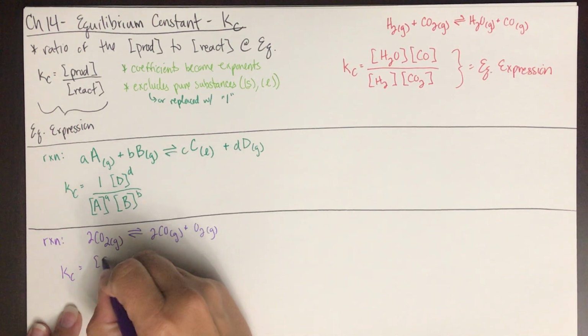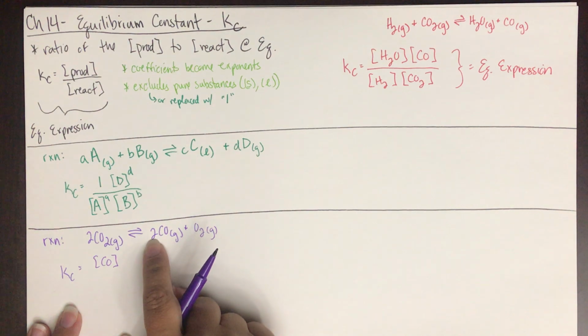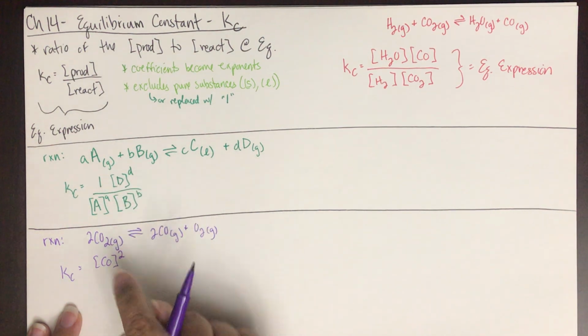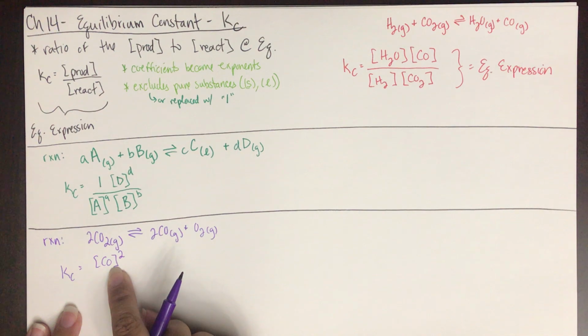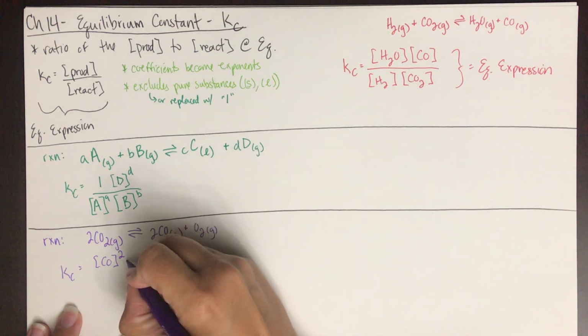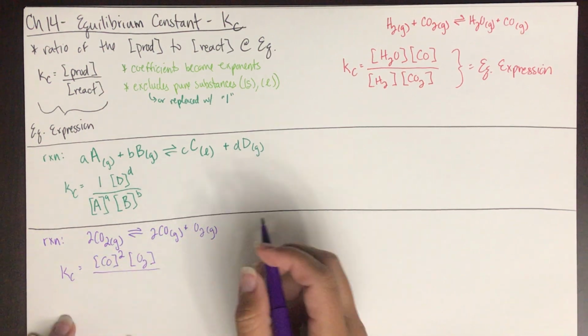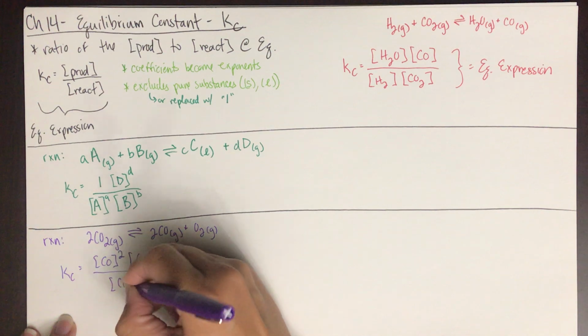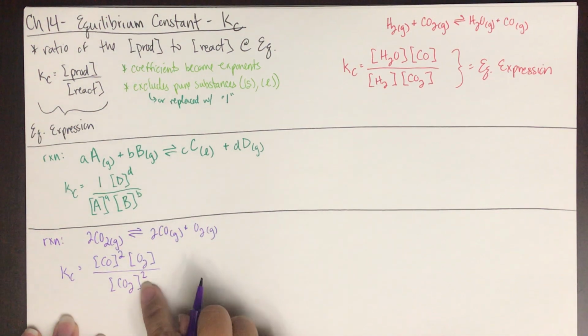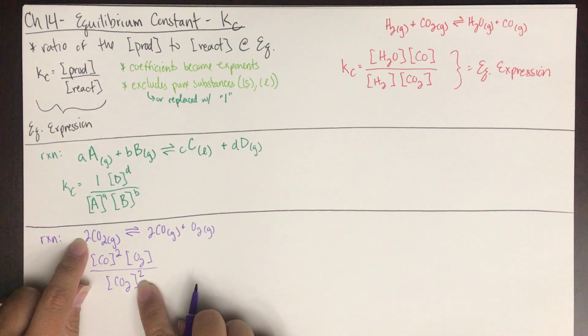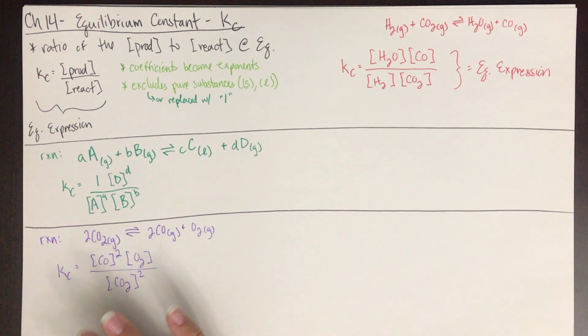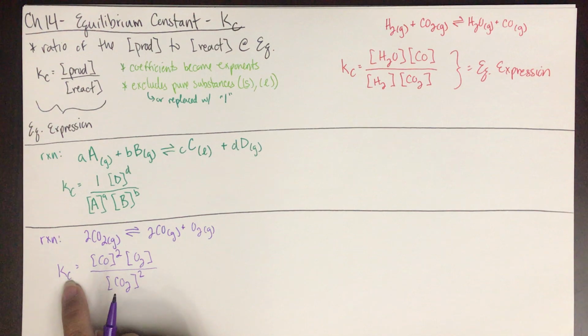products. So the first product is carbon monoxide. This has a coefficient of 2, which means it is squared, times the concentration of O2, oxygen gas, over the concentration of carbon dioxide, again squared because it had a coefficient of 2. So these are the rules for writing the equilibrium expression. Kc is the actual number that you would get when you plug these concentrations in.